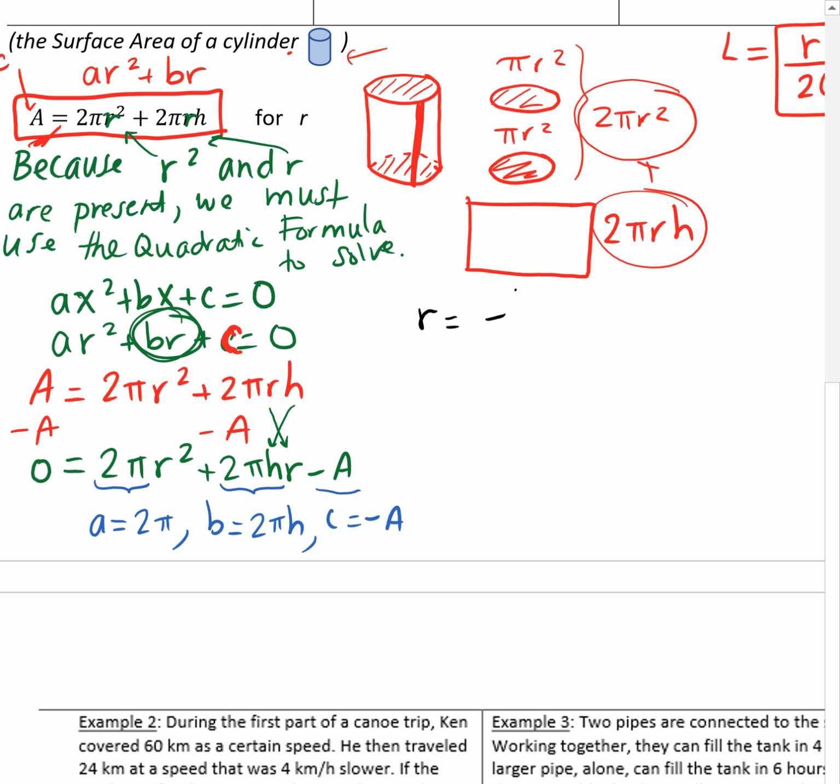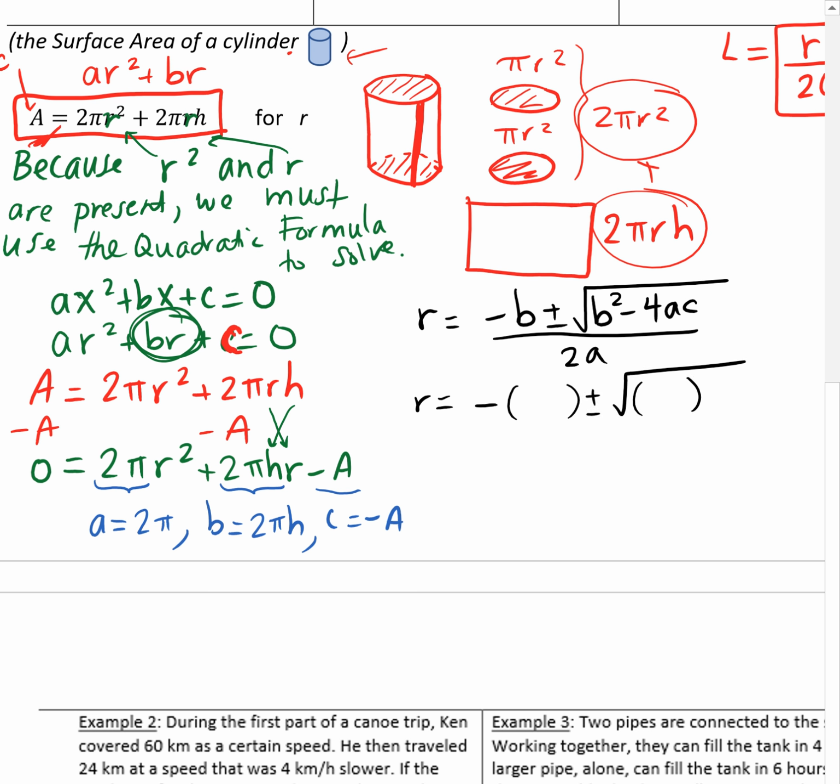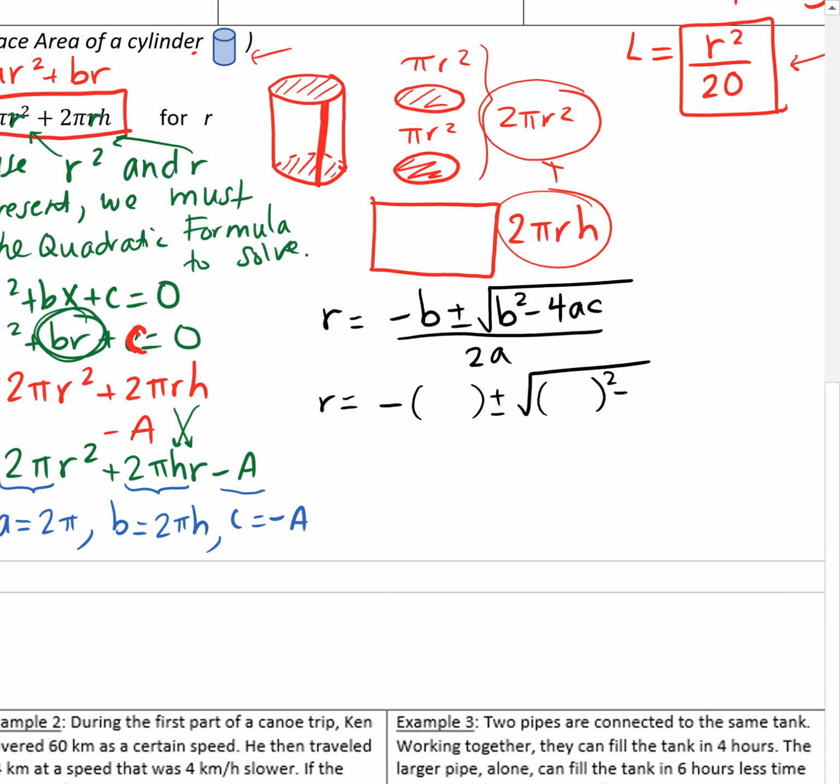Once you do that, then it's just plug and chug, or try to simplify it. It'll be negative b, or sorry, negative b plus or minus the square root of b squared minus 4ac over 2a. And I'll just replace those values in there. It's going to be weird because these aren't numbers. So I'm going to leave little blank spaces for everything, a, b, and c.